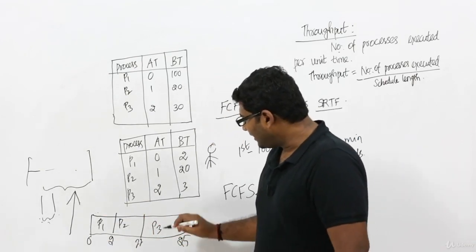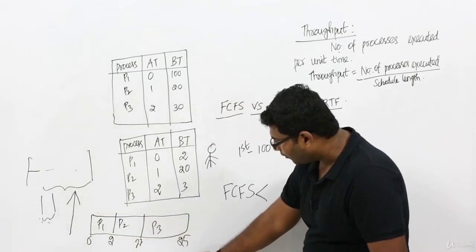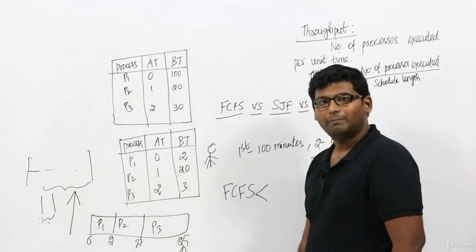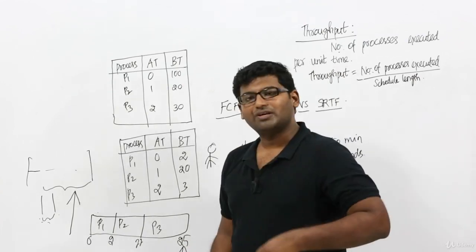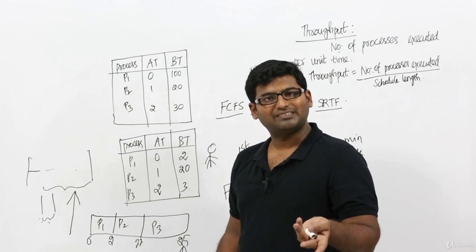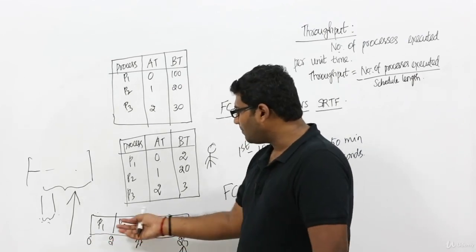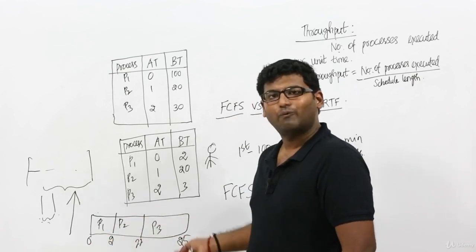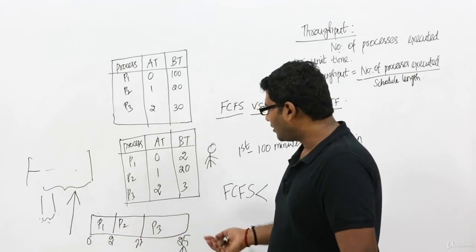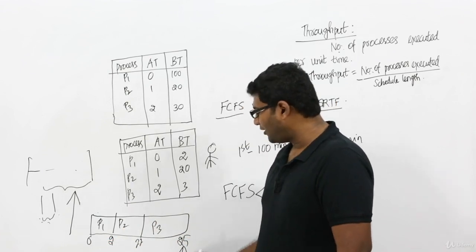Now see this. If I look at the throughput here, the number of processes completed per unit time, whether I use FCFS or SJF or SRTF will be the same. What is that? 3 by 25, right? Whether I execute P3 first and then P2 and then P1, or P2, P1, P3, whatever order I follow, the throughput will be the same at this point of time.